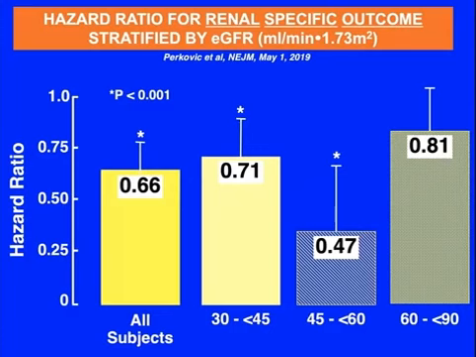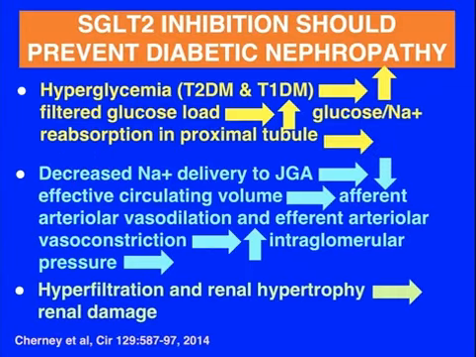So in this study, there was a marked reduction in the number of people going on to end-stage renal disease, as well as marked cardiovascular protection. So how do these drugs work on the kidney? There are multiple mechanisms, but I'm just going to go through with you briefly the mechanism that's most commonly cited.